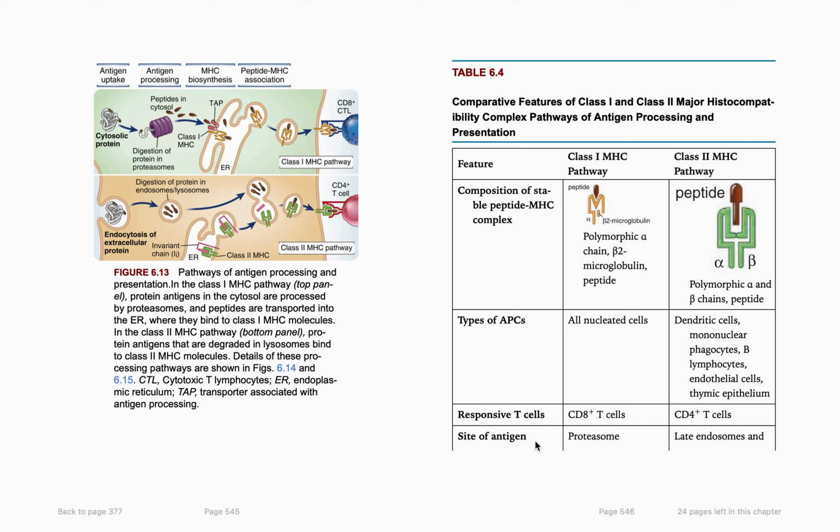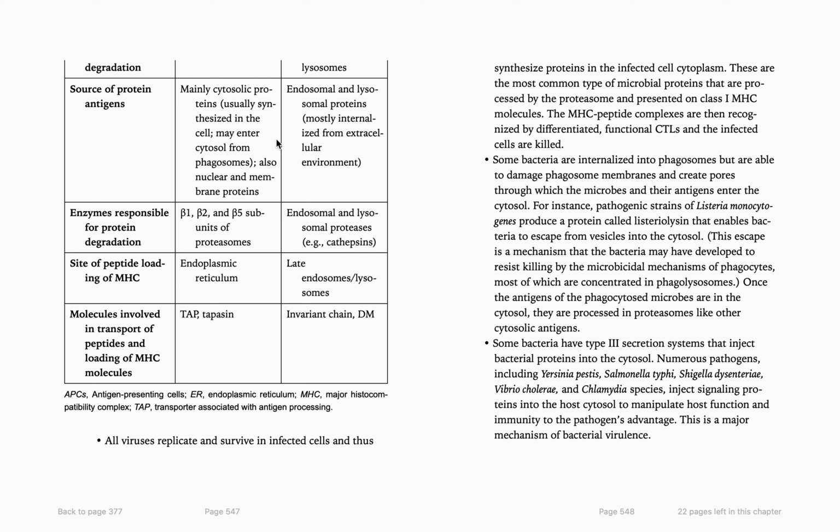Response T cells, site of antigen for CD8 cells: it is proteasomes. For CD4 T cells, it's the late endosomal and also lysosome. Source of protein antigen: mainly for the CD8 T cell, the main source of antigen is cytosolic proteins, usually synthesized in the cell, which may enter the cytosol from the phagosomes, also nuclear and membrane protein. For the CD4 T cell, the source of antigen is endosomal and lysosomal protein, mostly internalized from the extracellular environment.